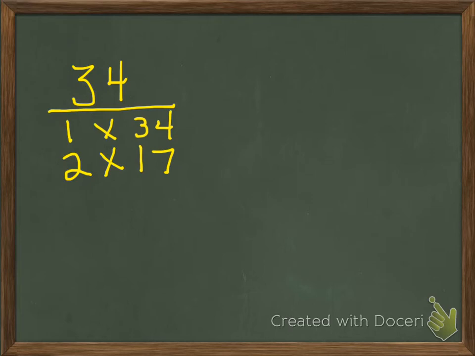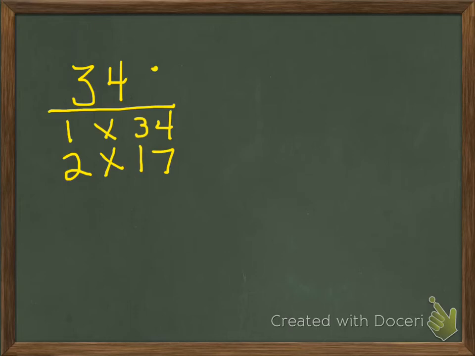I know that 34 is not divisible by 5 because it does not end in 0 or 5. It's not divisible by 10 because it doesn't have a 0 in the ones place. I know that 34 is not a multiple of 9. It's not a multiple of 8. I'm pretty sure I've just found all of the factors of 34.